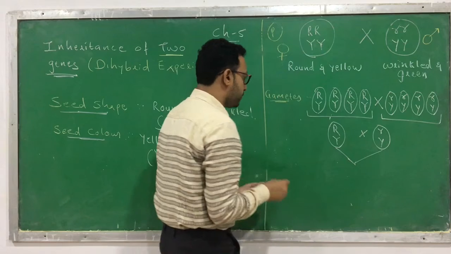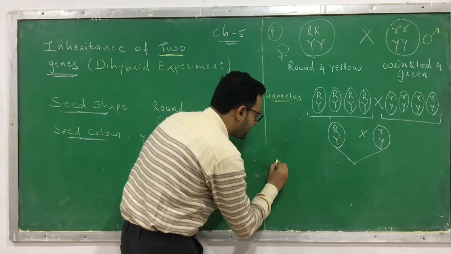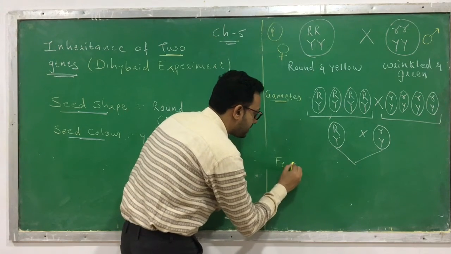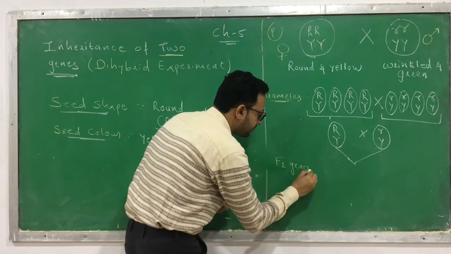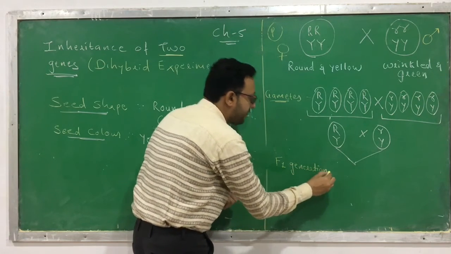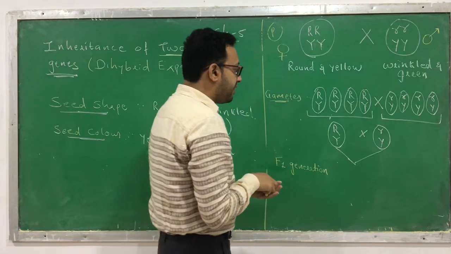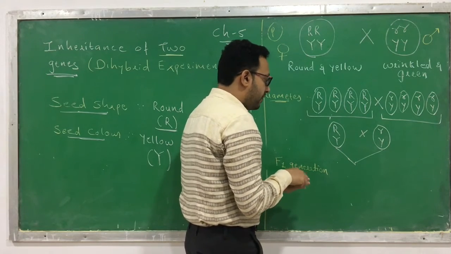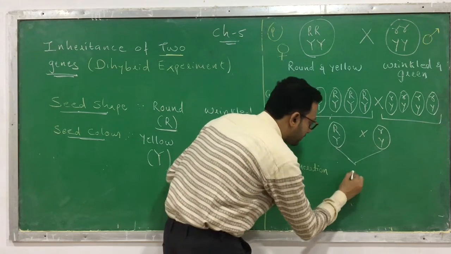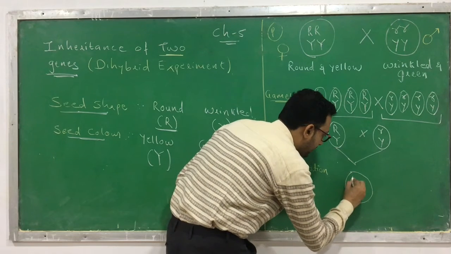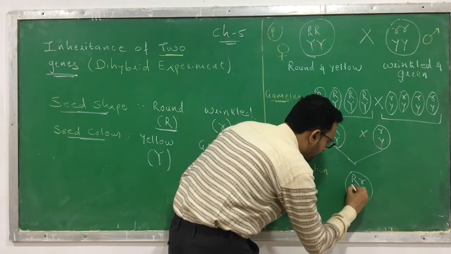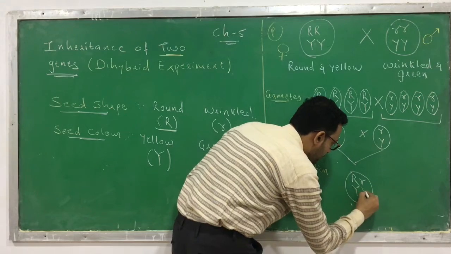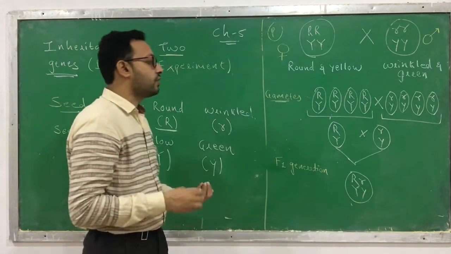These gametes get fused, and now you get the first generation, which we call the F1 generation, or you can say filial generation 1. In the filial generation 1, which kind of plant do you obtain? Now mix, fuse together. So you will obtain a plant like this: capital R, small r, capital Y, small y. Okay, such a plant you will obtain.